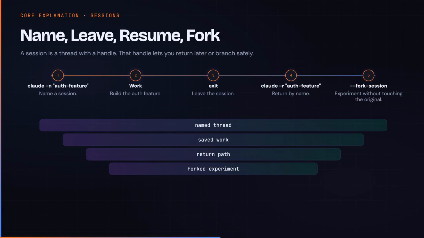Think of a session like a labeled notebook. You start it with claude -n auth-feature, then work on the auth feature. When you type exit, you leave the thread. Later, claude -r auth-feature returns to that named work. For experimentation, claude --resume auth-feature --fork-session creates a branch of the same conversation. The original thread stays untouched while the new thread tests an alternative.